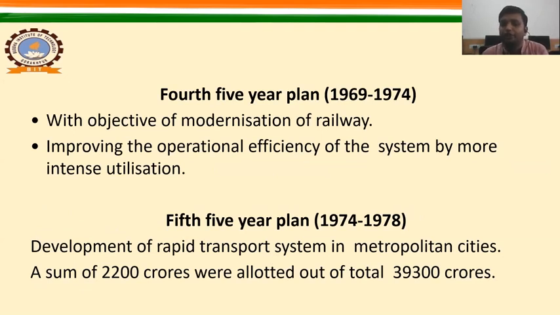A sum of 2,200 crores was allotted out of a total of 39,300 crores. It means it started from 257 crores in the first 5-year plan, and you can look at the fifth 5-year plan, where the allocated budget was about 2,200 crores.